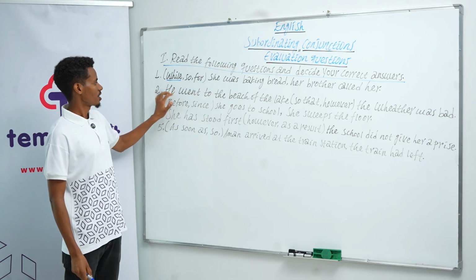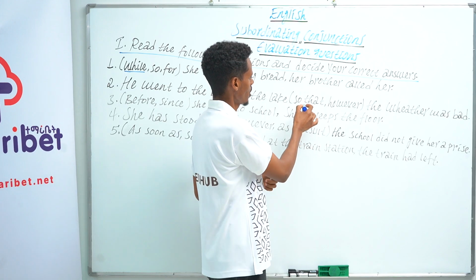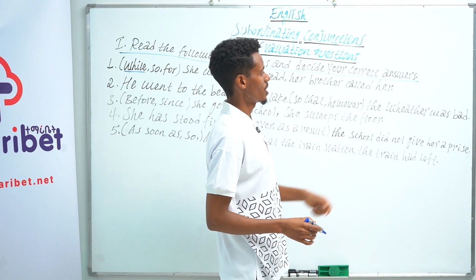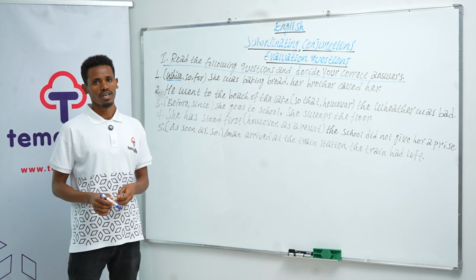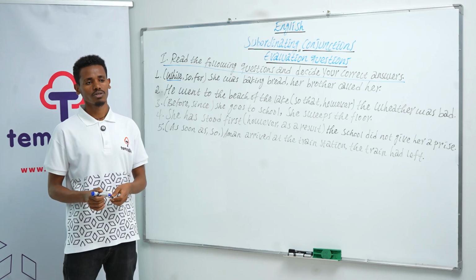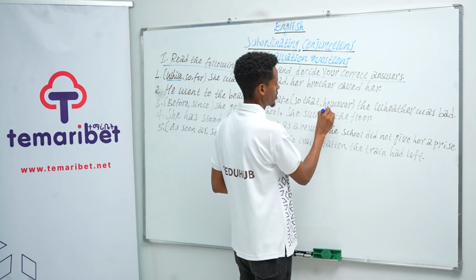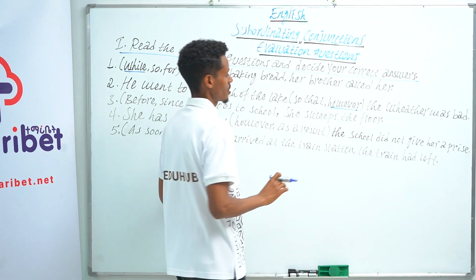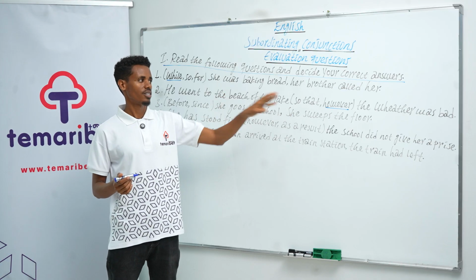The next one: he went to the beach of the lake in the bracket, so that, however, the weather was bad. Here, it's your turn. Take 5 seconds to decide which one is the possible answer here. The correct answer should be however, because the statement talks about a positive and a negative statement.